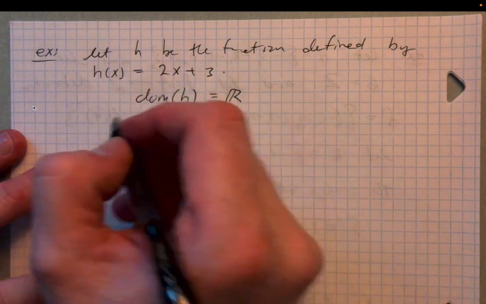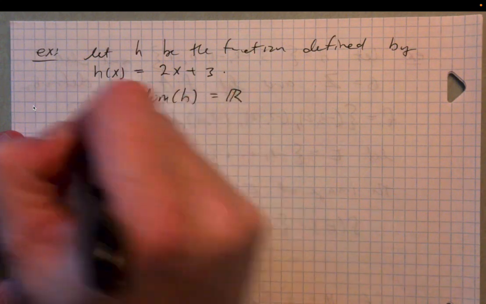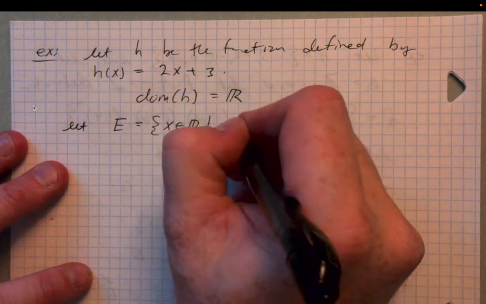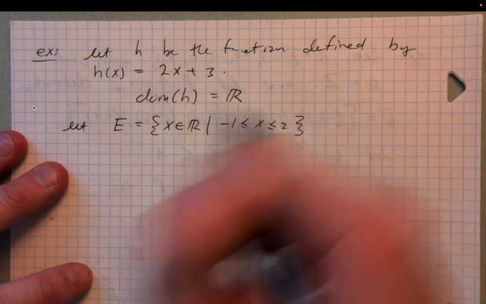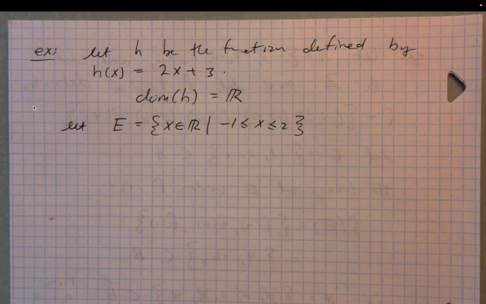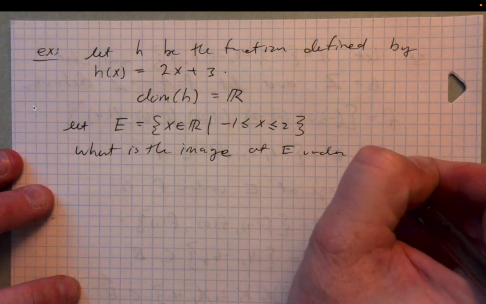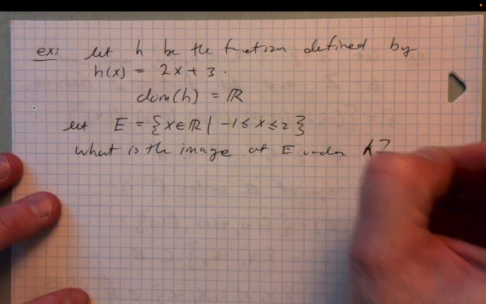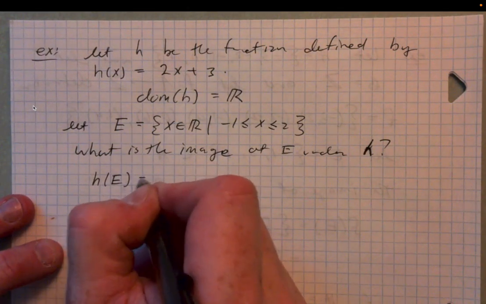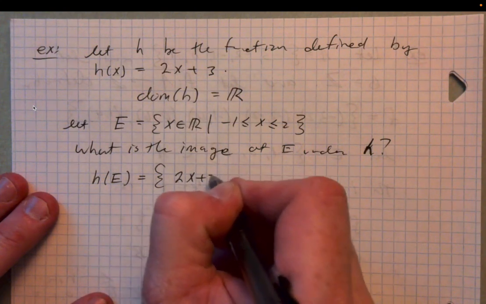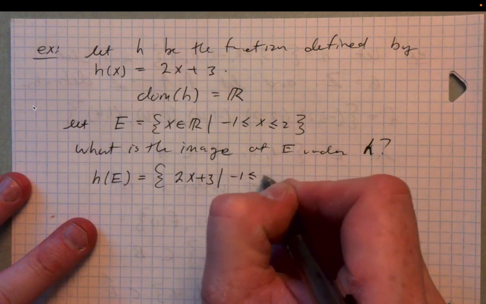So let's think of a subset here of the real numbers. Let E equal the set of X in the real numbers such that negative 1 is less than or equal to X, which is less than or equal to 2. Okay. And so what is the image? E in this case is a subset of the domain. So what is the image of E under H? Okay, so H of E is equal to, in set notation, all of the 2x plus 3s such that negative 1 is less than or equal to x, which is less than or equal to 2.